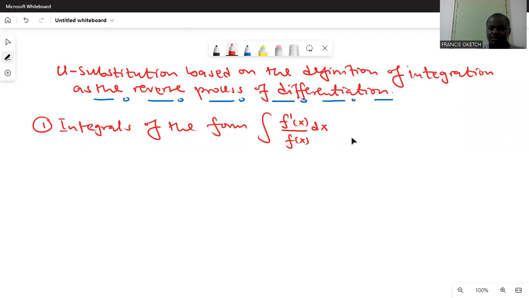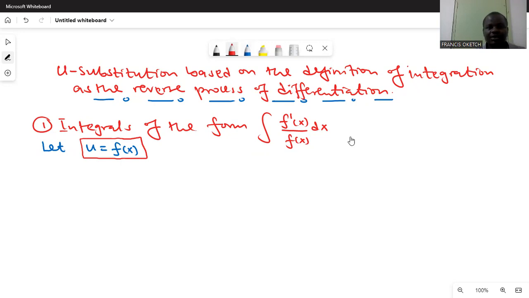The first one is the integral where the integrand is f prime of x over f of x. So how do you go about such kind of integrals? What you do here, you write let u be equal to our denominator, which is f of x. This is the kind of substitution that you need to make when you have integrals of the form f prime of x over f of x dx. It's like what you have in the numerator is the derivative of the function in the denominator. So in this case, you let u to be f of x.